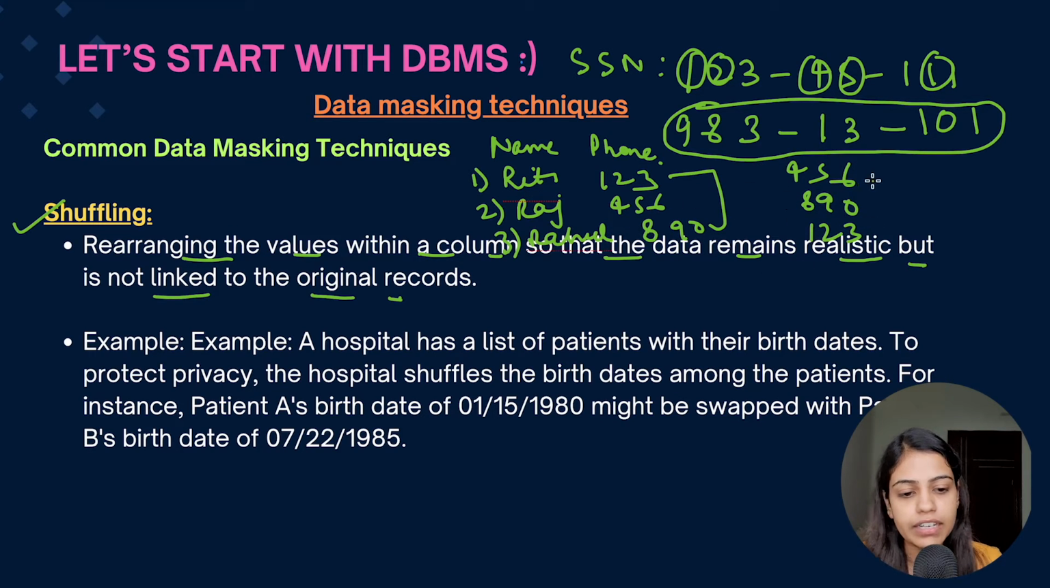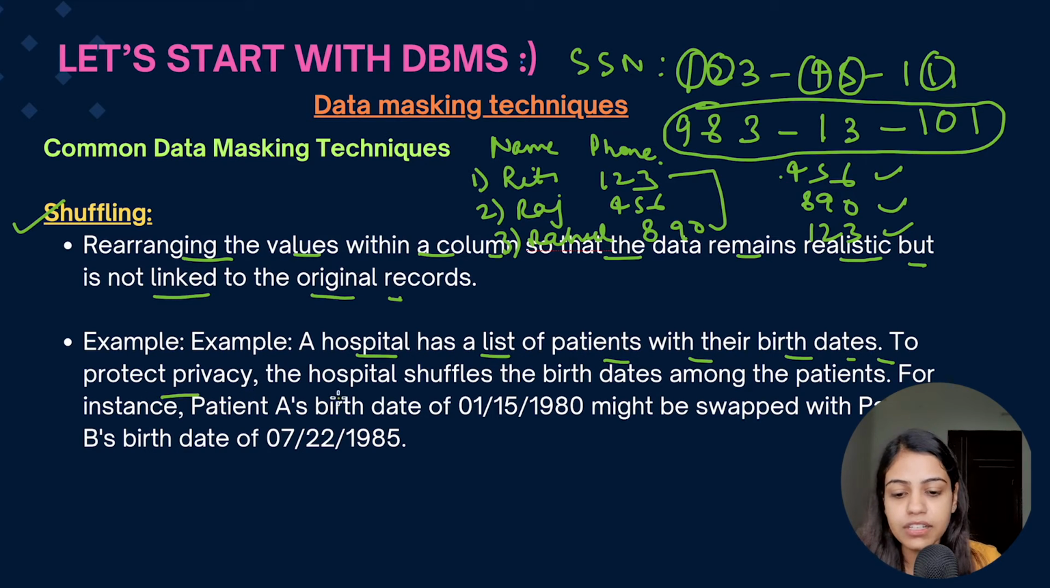So we have shuffled the data, and now this particular data we can use because 456 is linked with Raj, but right now I am using 456 for Reeti. So now for Reeti 456 is a random value. So consider an example, a hospital has a list of patients with their birth dates.